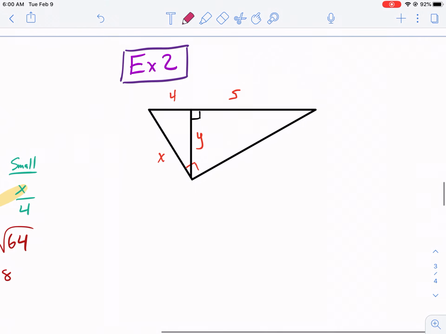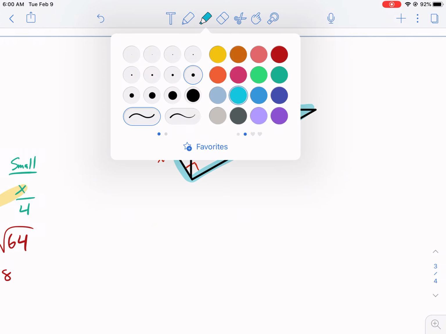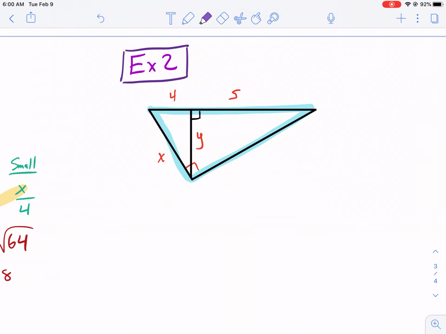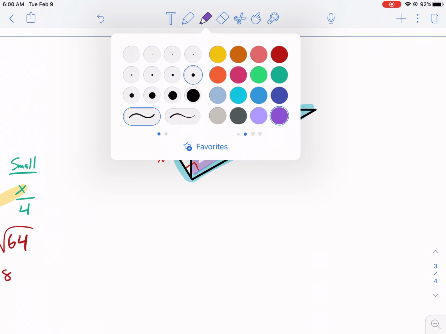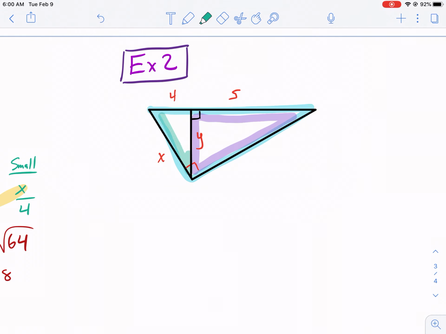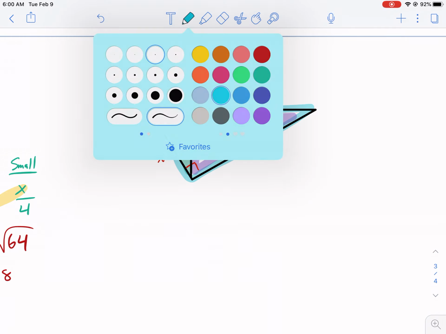Okay, let's go ahead and see which measurements we have. I'm going to highlight the big. I'm going to highlight the medium. Medium is purple. And then I'm going to highlight the small. Okay, so I'm going to look here, and it looks like I have 2 measurements here of the big. So I always like starting at the big, I guess.